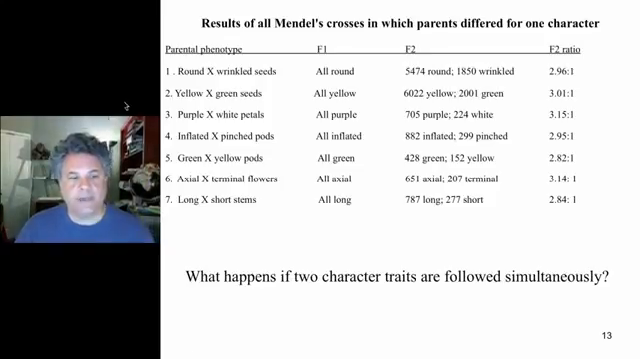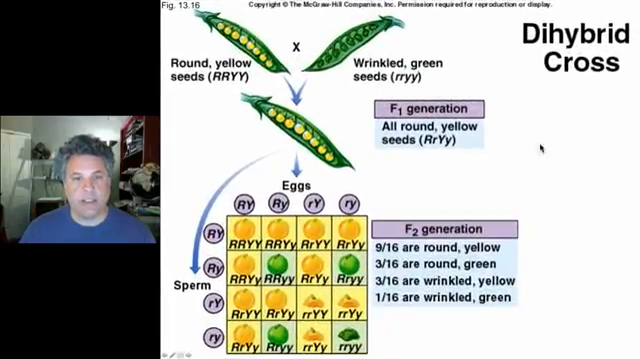So we had left off talking about the monohybrid crosses that Mendel had performed, which led to his discovery of the first law of heredity. And now we're going to consider what happens if two character traits are followed simultaneously, which led Mendel to his second law of heredity, called the law of independent assortment. So let's look at that right now, and let's look at representative data.